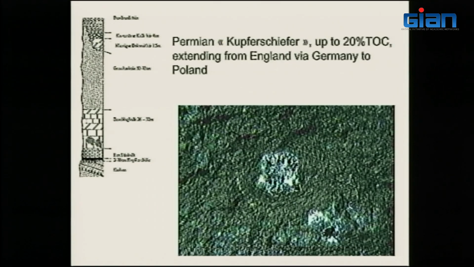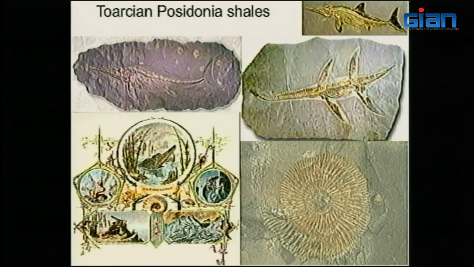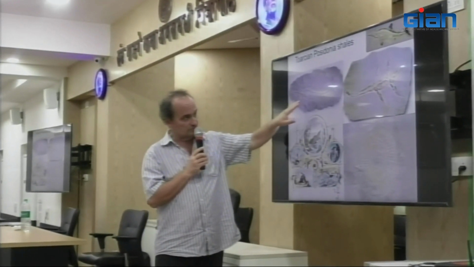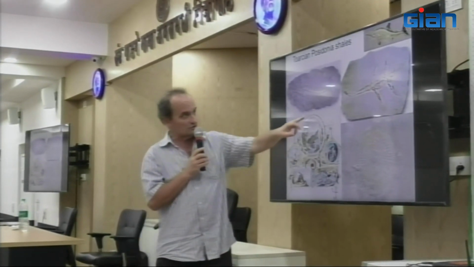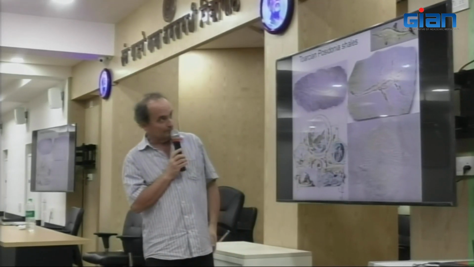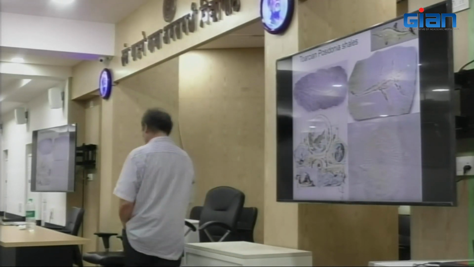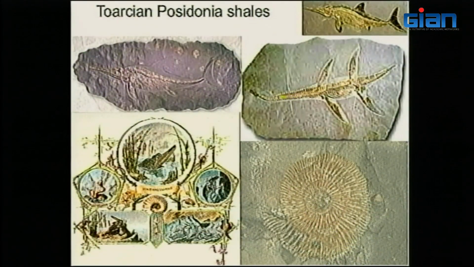And now we can see something that I showed you this morning. This is a Toarcian Posidonia shale. These are really very nice black shales, very well known because they contain very well preserved fossils, like this ichthyosaur, marine reptile fossils, plesiosaurs, but a lot of ammonites also. And these Toarcian black shales are known from South America to Europe. There is quite a good distribution of this black shale.